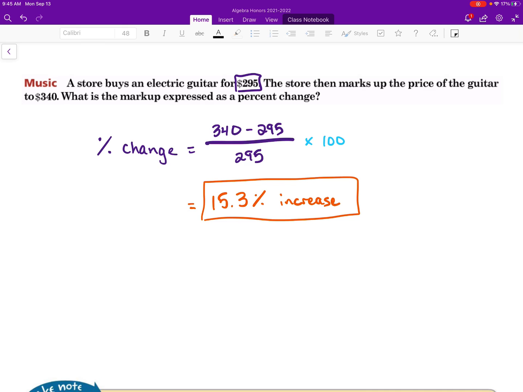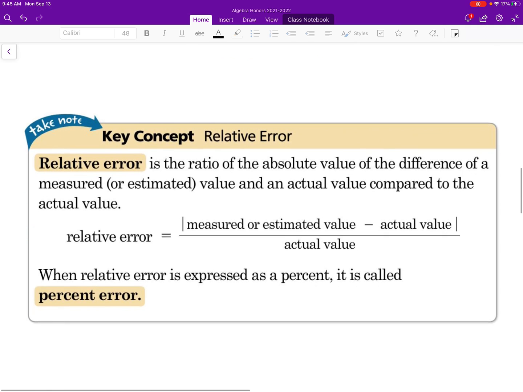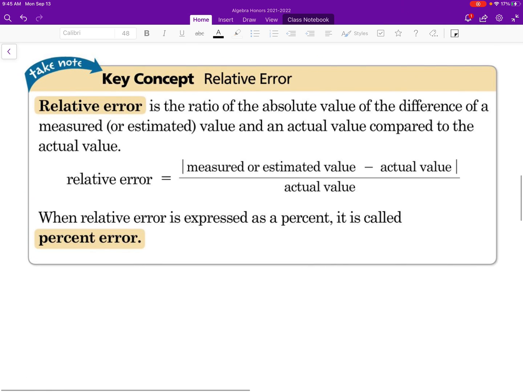We may also see percent of change in a little bit different way by what's called percent error. So I'm going to put this up on the screen. You may need to pause the video to write some of this stuff down. But we have what's called relative error.